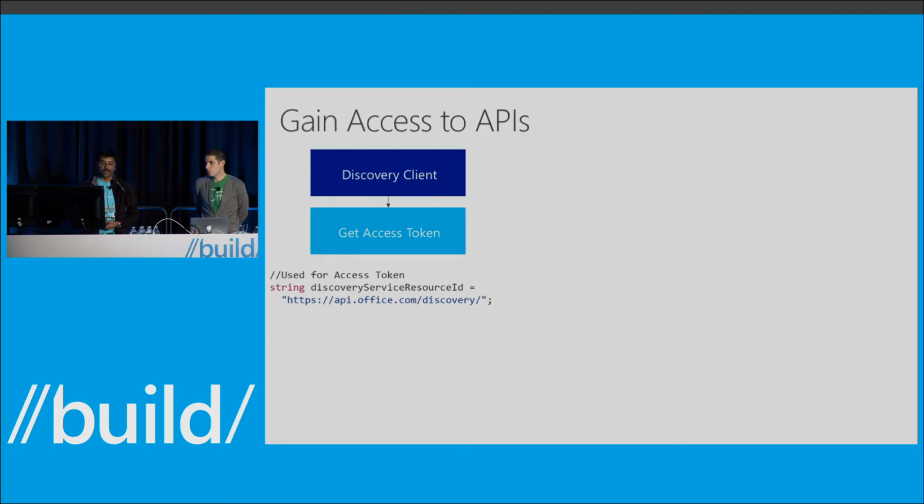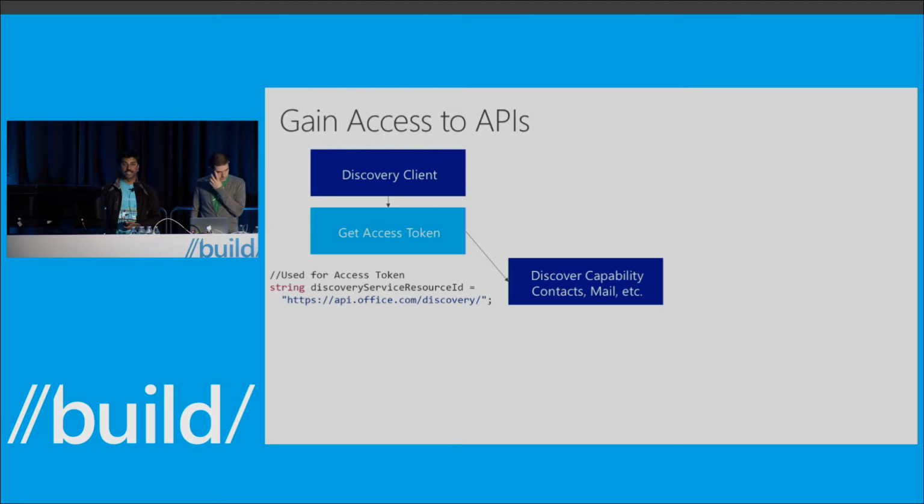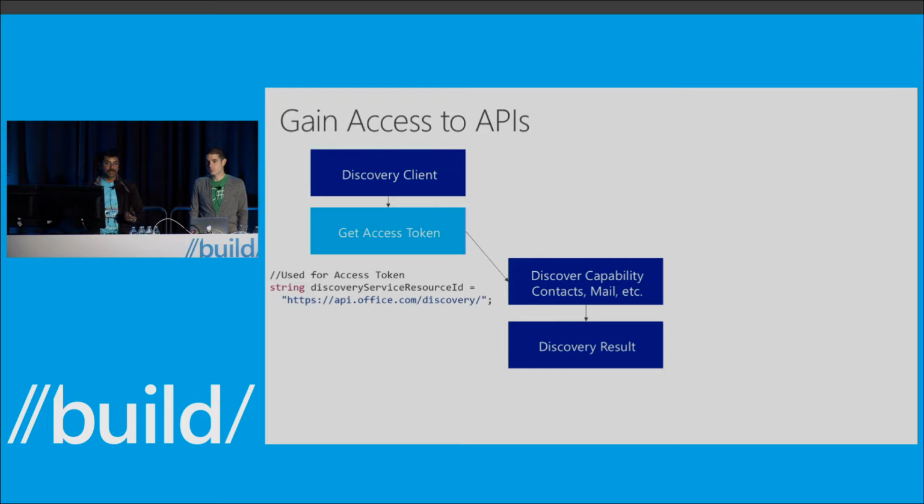So we have put that as apioffice.com/discovery. So using that resource ID, you authenticate and get the access token. Once you have the access token, you can use the Discovery Service to discover the capability that you're looking for, right? So you could say, give me the capability calendar, or you could say, discover all the resources that my app has access to. Depending on that, it could return a collection, or it could just return one, and then that is a discovery result.